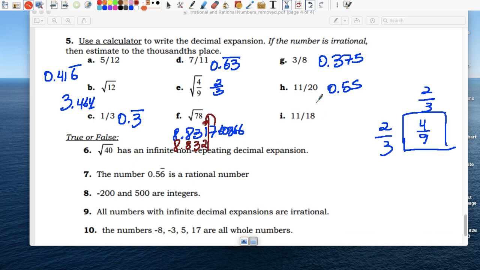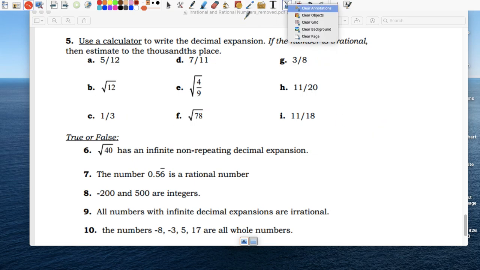11 divided by 18 is 0.61111111111, or better yet, 0.6 in bar notation.